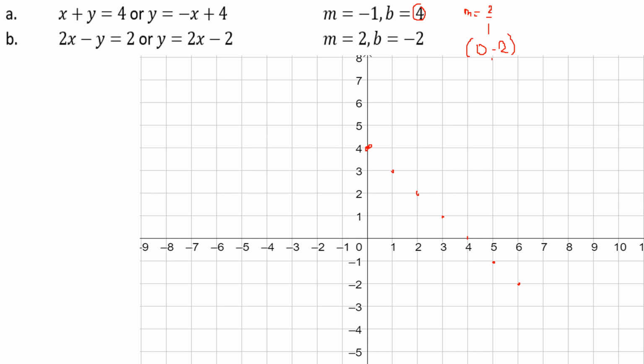Take note, y-intercept ni si b ha. So si x is 0 and then si y ta is negative 2. So always, gini nga x is 0 sa ato nyo y-intercept. Okay, so let's start with point 0, negative 2.